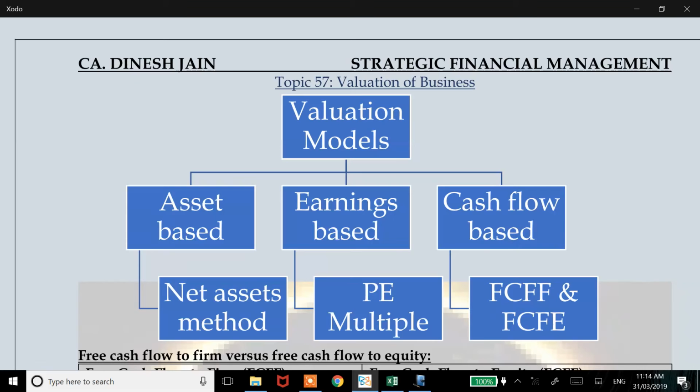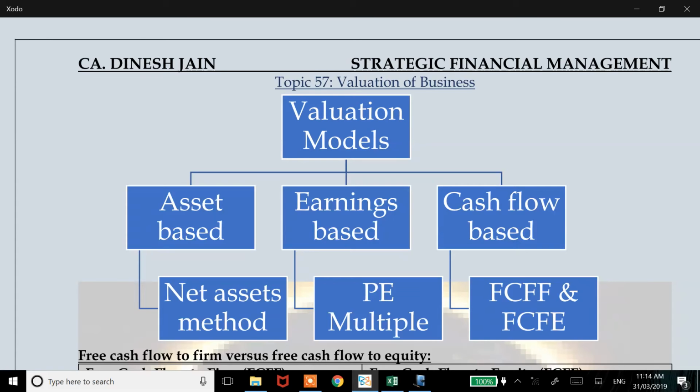Now, what are FCFF and FCFE? When you calculate cash flows, you calculate basically the cash flow for the owners of the company. One approach says owners of the company are only equity shareholders. The second approach says owners of the company are equity shareholders, preference shareholders, debenture holders, all are owners of the company. Even if I give a loan, technically I am interested in the good performance of the company, so I am also like an owner of the company.